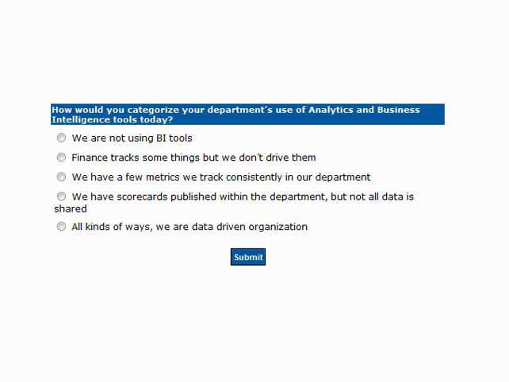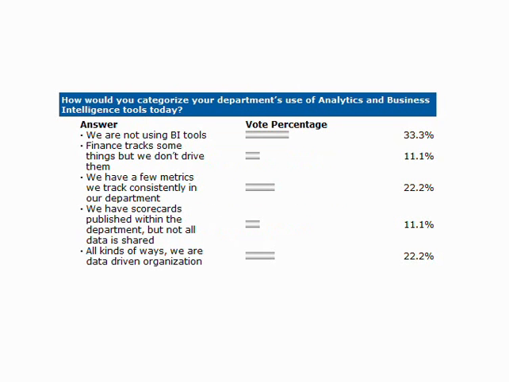Let me give a few more seconds, and then let's push some results to the slide. So, interesting, again, it's all over the place. So a quarter of the folks really are data-driven today, and a quarter are not using any BI tools at all, and the rest of the half are really using them for selective things.